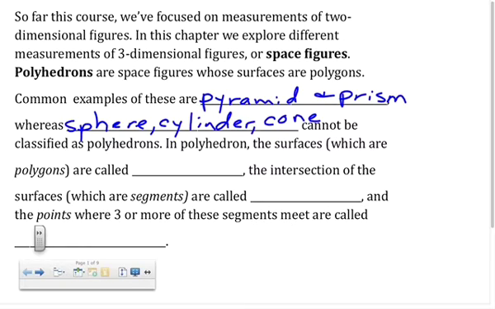So, as I mentioned before, in a polyhedron, the surfaces are all polygons, and I think I kind of accidentally said it. The surfaces are called faces of the polyhedron. The intersections of those surfaces are called edges, and the points where three or more of them meet are vertices. Yes, good.